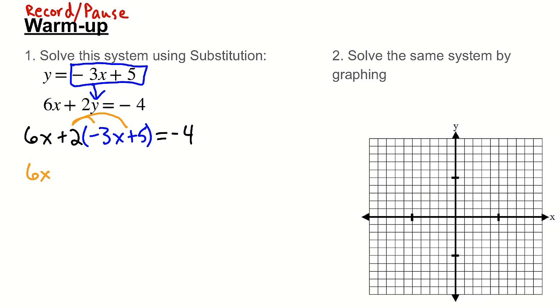So we have 6x, and then positive 2 times negative 3x is negative 6x. 2 times positive 5 is 10, equals negative 4. Now what I notice is that my 6x and my negative 6x are like terms, so they can be combined. But when I combine them, I get a 0x. So this simplifies to 10 equals negative 4. Does 10 ever equal negative 4? There should be a resounding no.